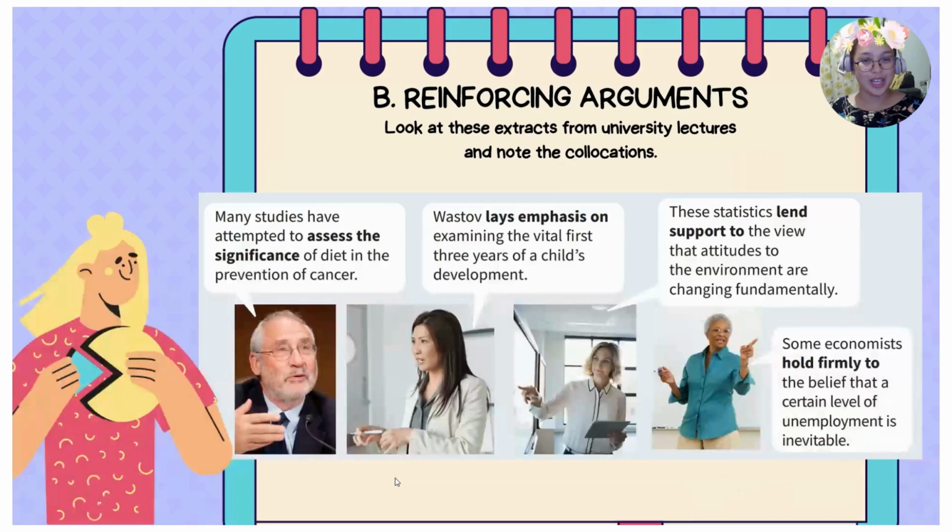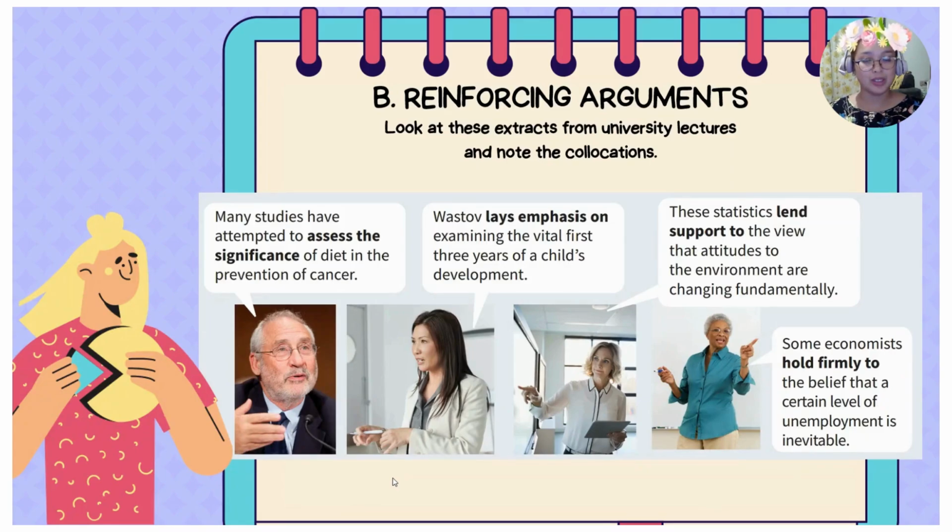Let's look at these extracts from university lectures and note the collocation. Many studies have attempted to assess the significance of diet in prevention of cancer. Wastow lays emphasis on examining the vital first 3 years of a child's development. These statistics lend support to the view that attitudes to the environment are changing fundamentally.